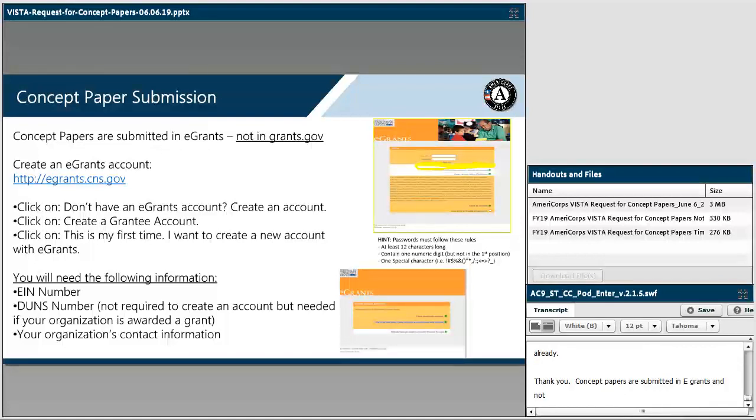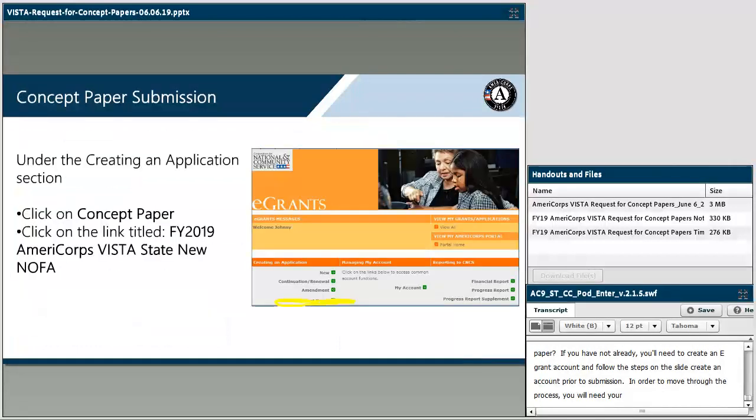So what does eGrants look like, and what are the basics you will need to know in order to submit a concept paper? If you haven't already, you will need to create an eGrants account and follow the steps on the slide to create an account prior to submission. In order to move through the process, you will need your EIN number and the organization's contact information. Once you create an account and log into eGrants, you will go to the lower left side of the screen and click on the concept paper, which is highlighted on the slide.